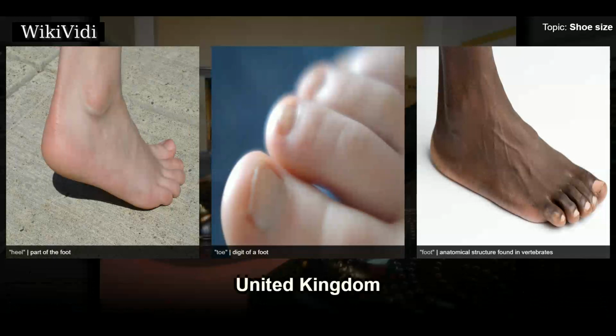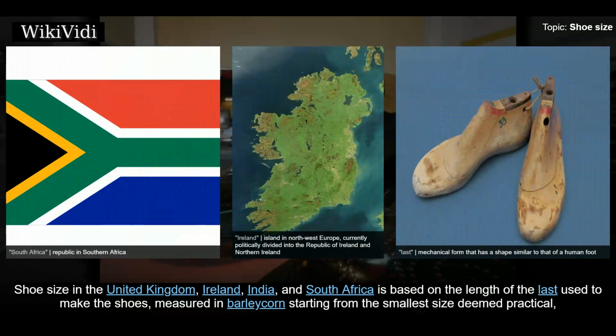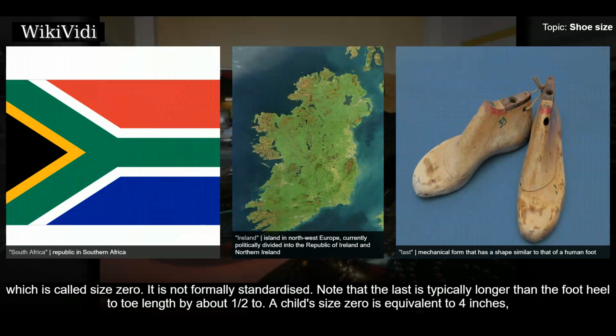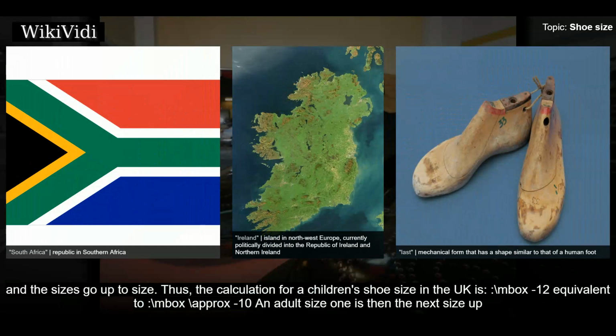United Kingdom. Shoe size in the United Kingdom, Ireland, India, and South Africa is based on the length of the last used to make the shoes, measured in barleycorn starting from the smallest size deemed practical, which is called size 0. It is not formally standardized. Note that the last is typically longer than the foot heel to toe length by about half to. A child's size 0 is equivalent to 4 inches, and the sizes go up to size.